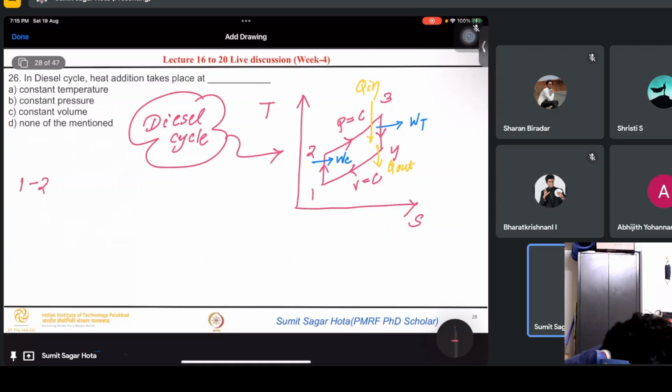I just write down everything so that it will be easy. Any kind of question I will ask, this one thing will be enough. Not just heat addition, heat rejection, compression, turbine, everything. Whatever the question will be asked, this one drawing will be enough.